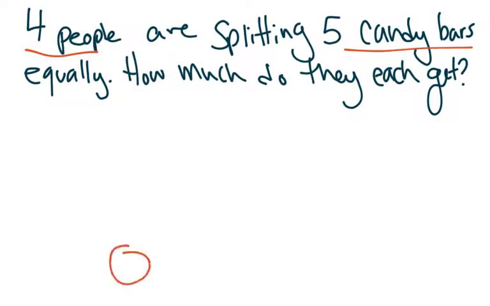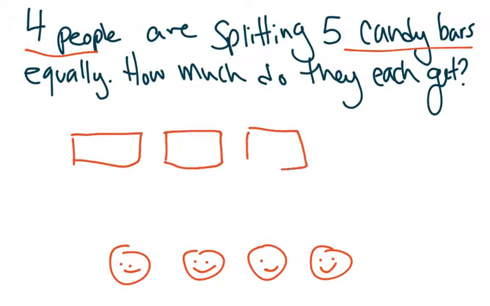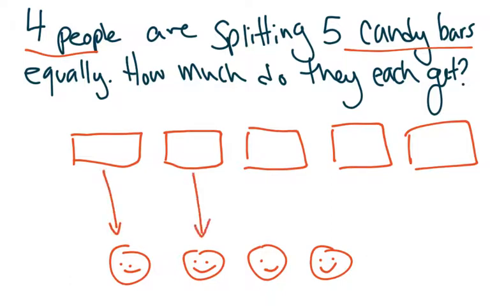I'm going to represent my 4 people with 4 little faces. Maybe they don't even all have eyes. So I've got my 4 people. Now I'm going to do 5 candy bars. I like to do rectangles or kind of square-ish shapes because they're easier to divide up than circles. Alright, oh that's 4. I need 5. 5 candy bars. Sometimes a picture is as simple as saying, well, you get this candy bar, and you get this one, and you get this one, and you get this one.